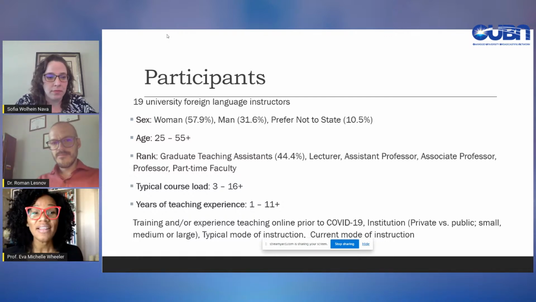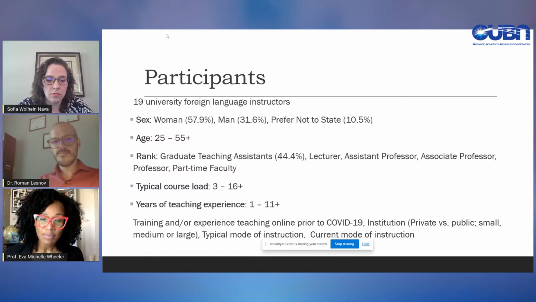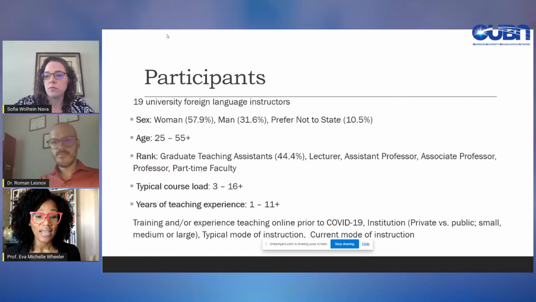Thank you. For the pilot phase of the study, we recruited 19 university foreign language instructors using a convenience sampling technique. Our sampling contains women and men ages 25 to 55 plus. They represent various academic ranks, and we note an overrepresentation of graduate teaching assistants in the sample. Our respondents reported course loads that varied between 3 and 16 plus semester hours and 1 to 11 plus years of experience. Additionally, there was some diversity in training and experience with online teaching, institution type, and modes of instruction. So as can be observed, our small sample size notwithstanding, we were able to create and cultivate some varied representation.